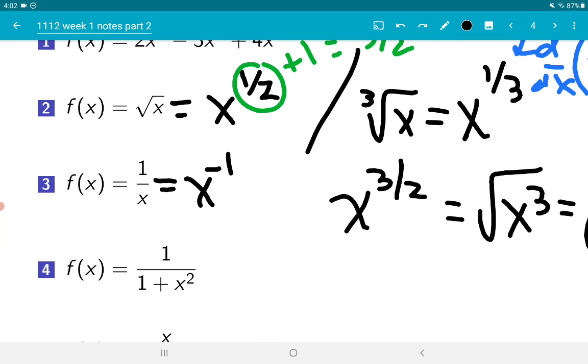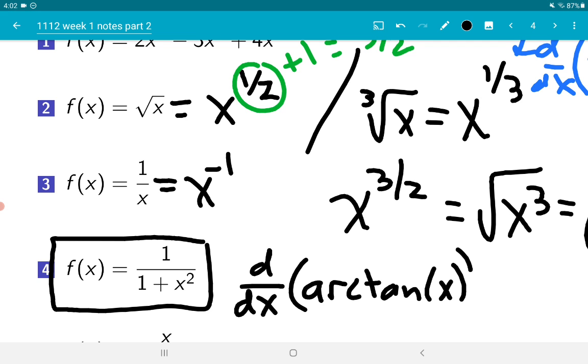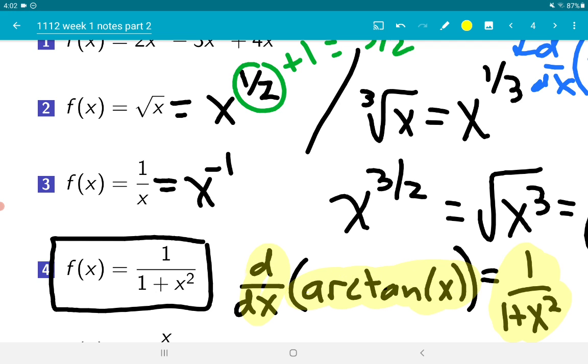Number 4, I really meant for this to be another one of those just know that we know this. I need you to have on the tip of your tongue that the derivative of the arctan function, the tan inverse function, is exactly this thing that we're facing. I'm sorry, but this is just kind of something that we have to remember that we know. The derivative of the arctan function is this rational function, this ratio of polynomials, 1 over 1 plus x squared.